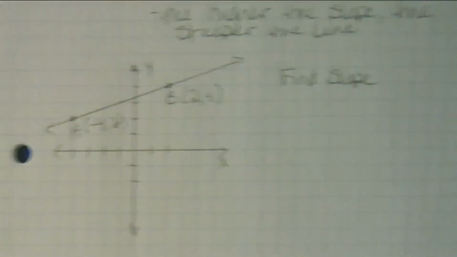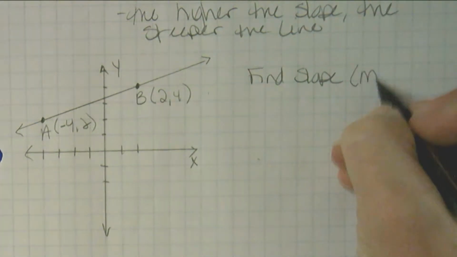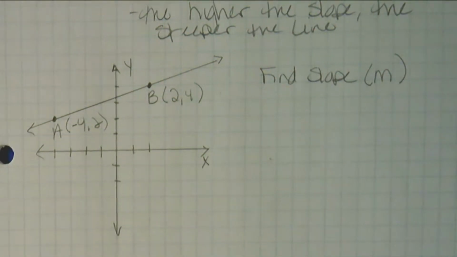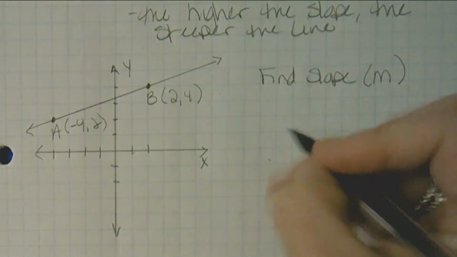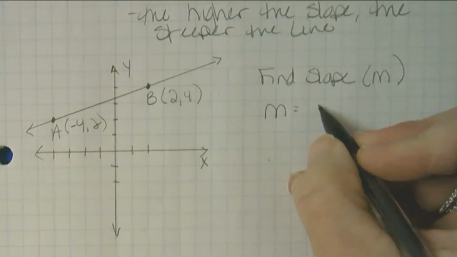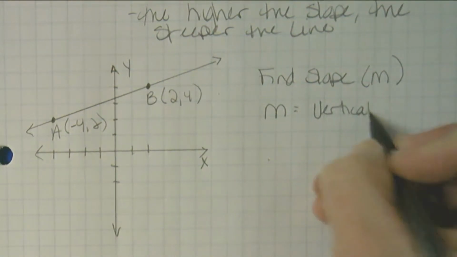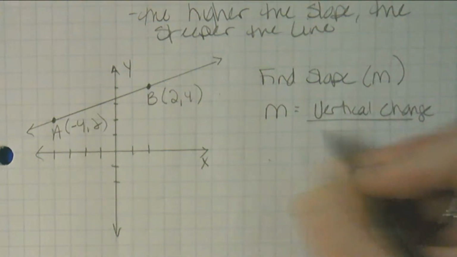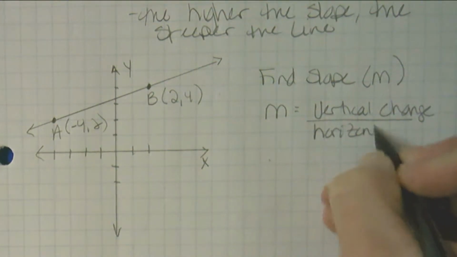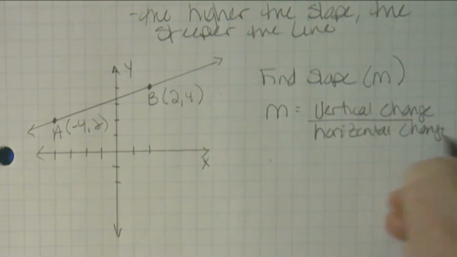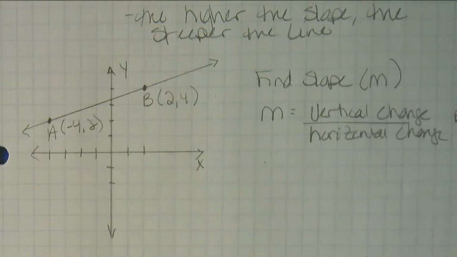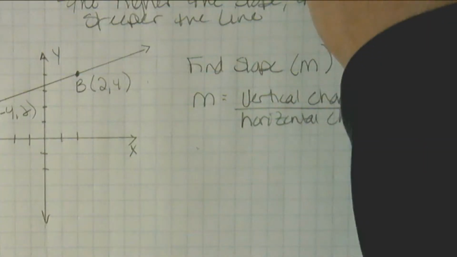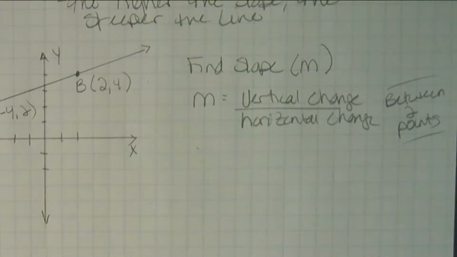Okay. So slope is given the variable m. I don't know why. You just have to go with it. All right, our slope, or m, is the vertical change over the horizontal change, and this is between 2 points. It's the vertical change divided by the horizontal change, between 2 points.